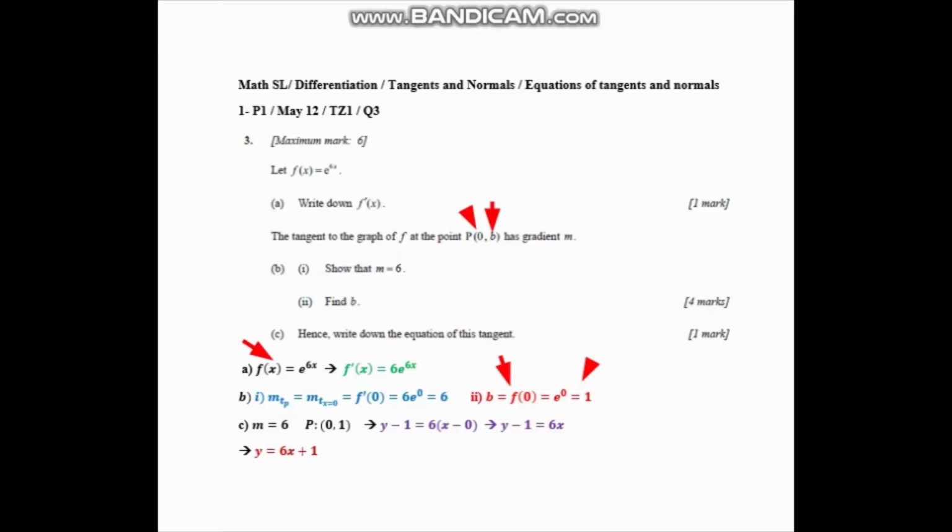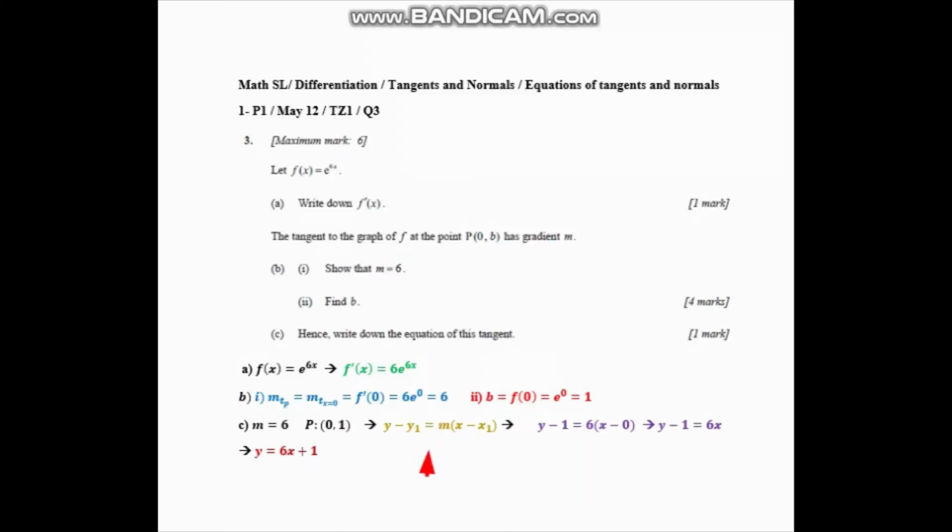Now I need to find the equation of the tangent in question C. I can write down the formula for the equation for you to remember. So the formula is y minus y1 equals m times x minus x1, where m is the slope and x1 and y1 are the coordinates of the given point.